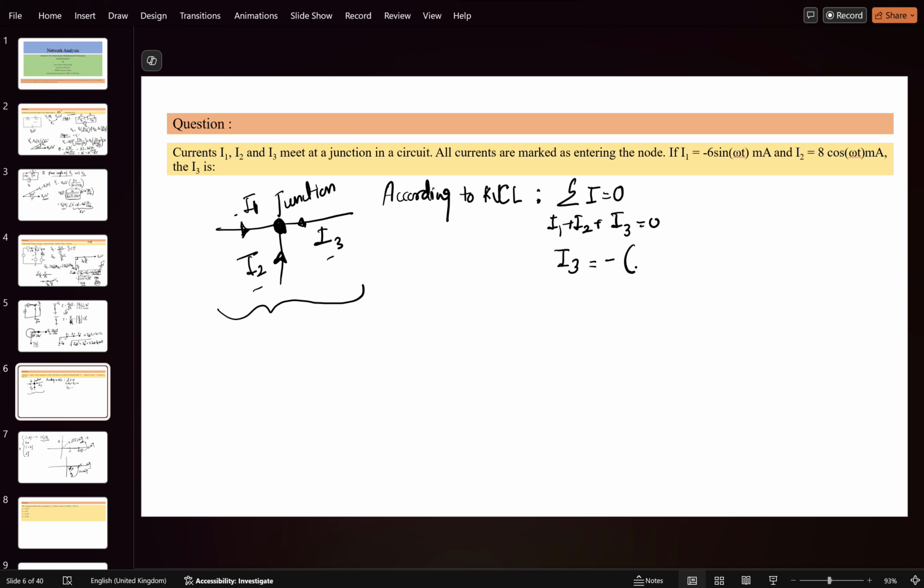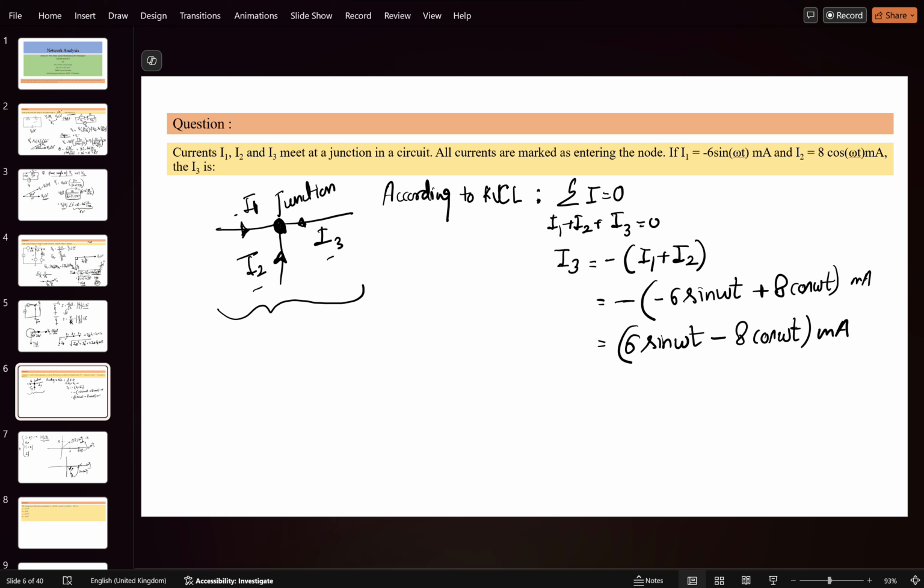I3 will be equal to minus times of I1 plus I2. Just put the value of I1 and I2, minus times of I1. I1 is minus 6 sine omega t plus 8 cos omega t, and this is in terms of milliamps. Okay. So it will come out to be 6 sine omega t minus 8 cos omega t.